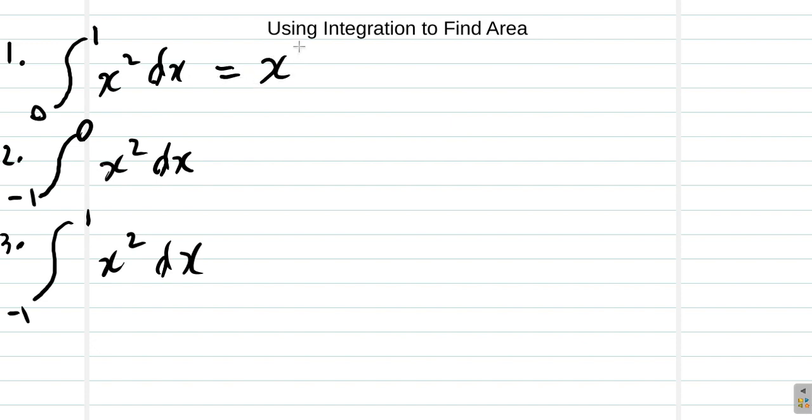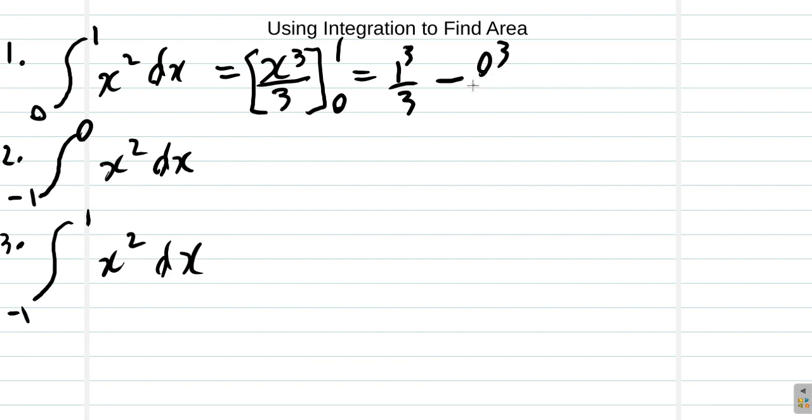is x to the 2 plus 1, which is 3, x cubed, over the new power 3, and we're going from 0 to 1. Now that's equal to, remember the procedure, the upper boundary, you substitute for x, so it's 1 cubed divided by 3 minus, substitute 0 for x now, 0 cubed divided by 3, and this gives you 1 cubed, which is 1 over 3, so it's 1/3 square units.